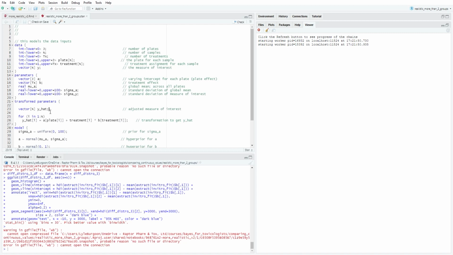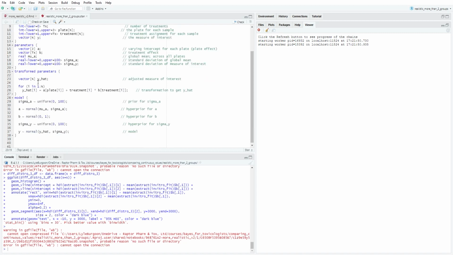Okay, so in transformed parameters, we're creating this other value called Y hat. And here we're just doing a simple for loop. I'll probably update this code at some point, and I will take out the for loop and vectorize this code. I just haven't gotten around to it right now.